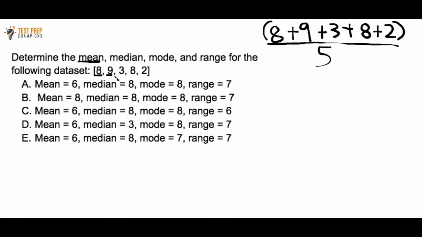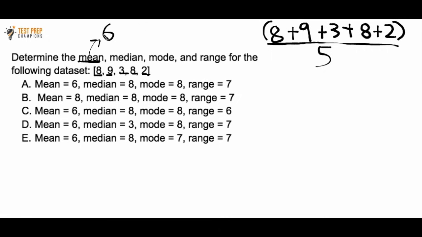There's 1, 2, 3, 4, 5. That's why I put the 5 downstairs here. So you add up all of the numbers in the data set and you divide by 5. And if we put it in our calculator, we're going to find out that the mean is equal to 6. Okay, so to start off, we know that the mean is 6. So now let's go to the median.